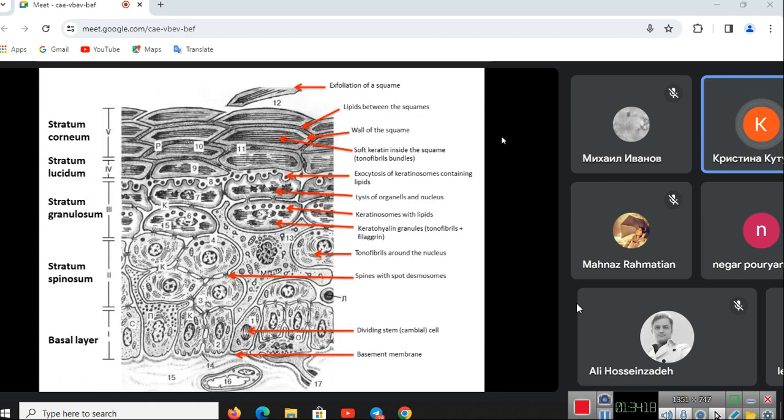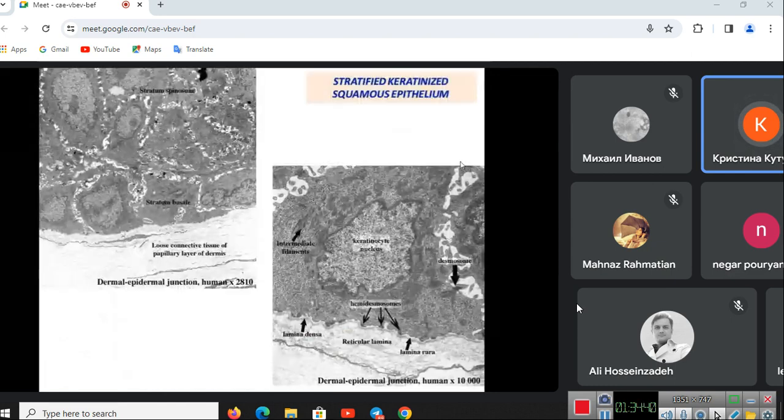The cells are called keratinocytes. They are called keratinocytes because they constantly produce the protein keratin and become filled with the substance called soft keratin from inside. So their function is to produce and be filled with keratin, so they are called keratinocytes. In electron microscopy, this is how different layers of such epithelium look.